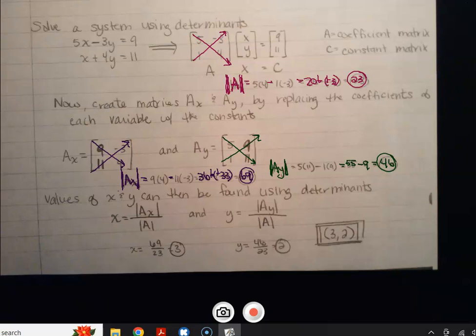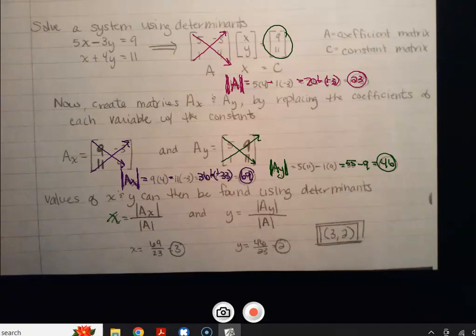So we took the system and we put it into matrix form. Then we made a matrix for A sub x and A sub y by plugging in the constants. Then we found the determinants of all three: A, A sub x, and A sub y. Now we can use these formulas.